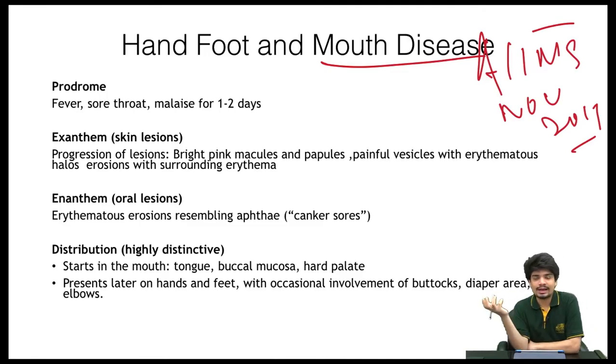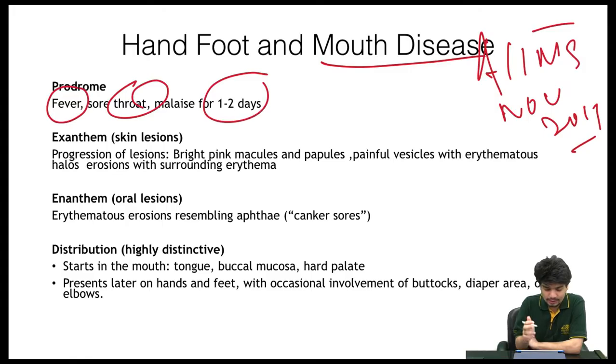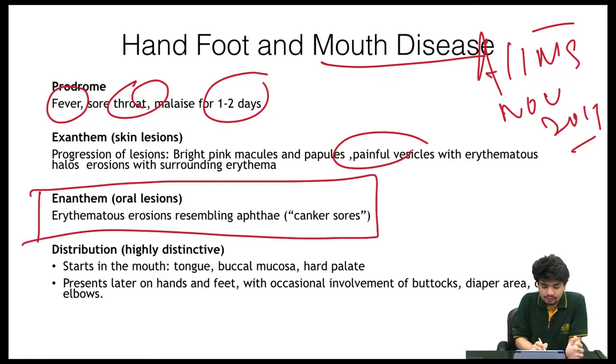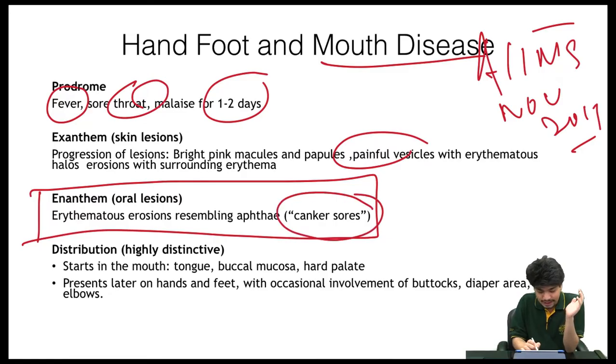As usual, like a viral exanthem, it will have a prodrome consisting of fever, sore throat, malaise for 1 to 10 days, and then you'll have an exanthem. These exanthems are pink macules and papules, and vesicles which tend to ulcerate, resulting in lesions which are typically, as the name suggests, on the hand, foot and mouth. With an exanthem, there is always an enanthem. These oral lesions resemble aphthous ulcers and are called canker sores.